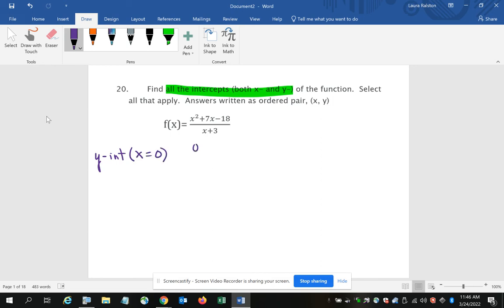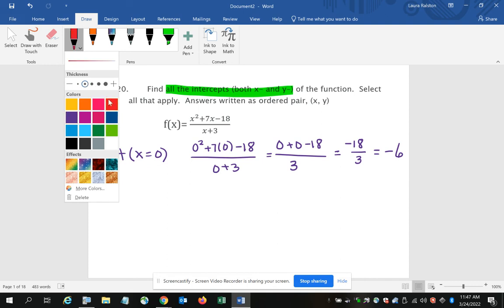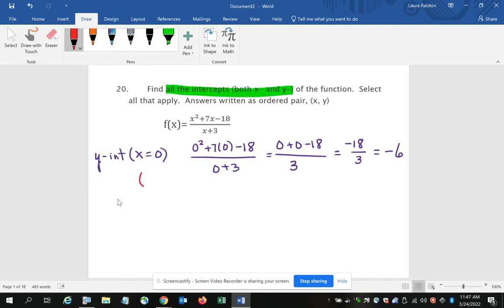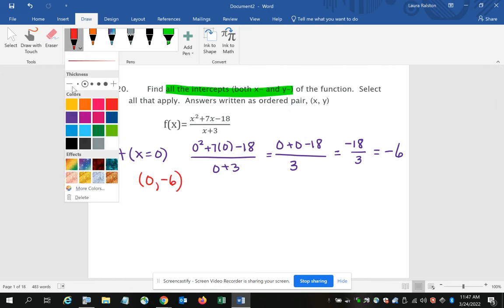So if we do that, we have 0 squared plus 7 times 0 minus 18 over 0 plus 3. So I'd have 0 plus 0 minus 18 over 0 plus 3, which is 3. So I have negative 18 divided by 3, which is negative 6. So written as an ordered pair, my y-intercept is (0, -6).